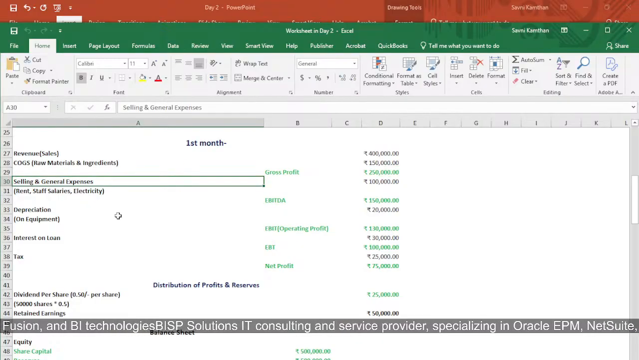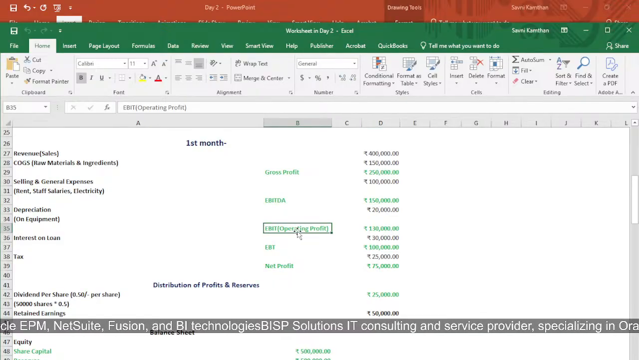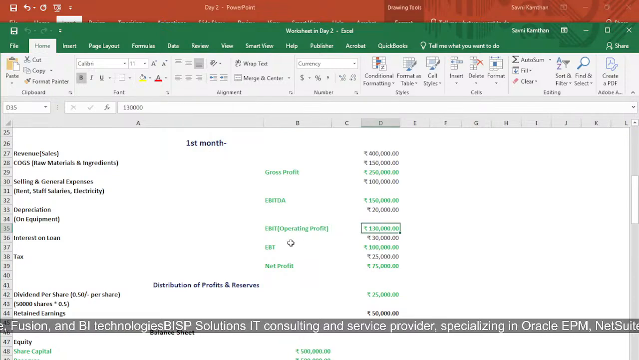Then selling and general expenses, where rent, staff salaries and electricity bill, is 1 lakh rupees. So EBITDA, which is earnings before interest, tax, depreciation and amortization, is calculated as 1,50,000. Now depreciation on the fixed assets which she has purchased is 20,000. So EBIT, which is operating profit, is around 1,30,000.